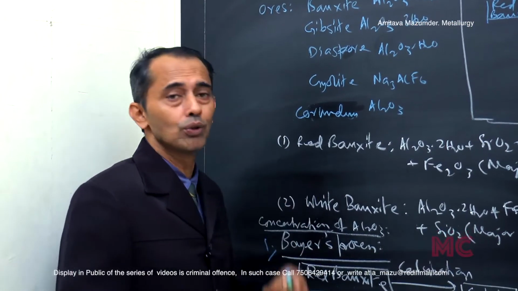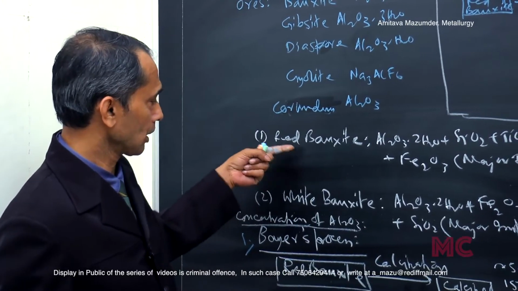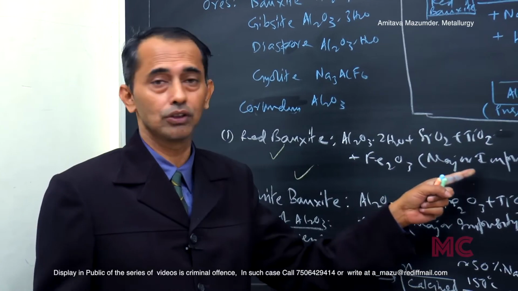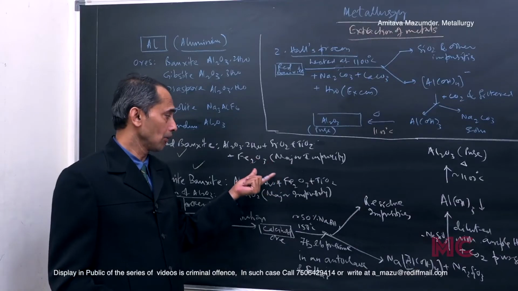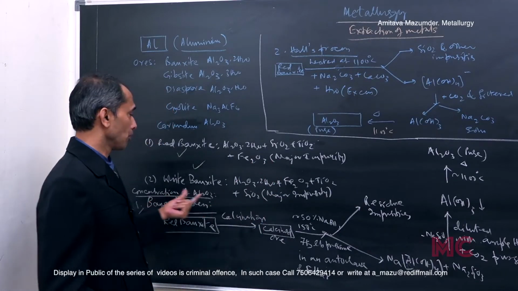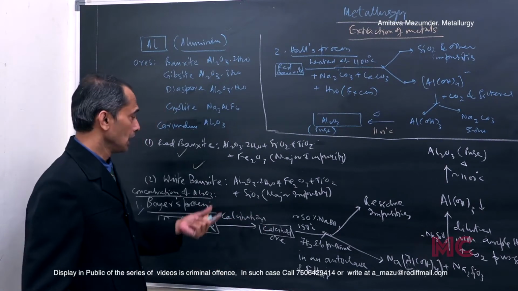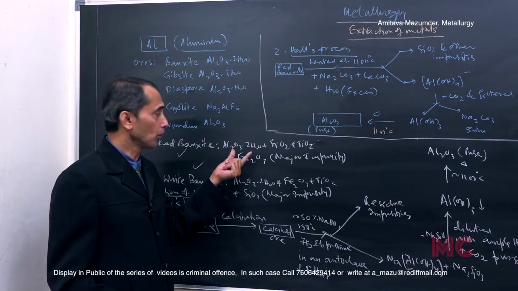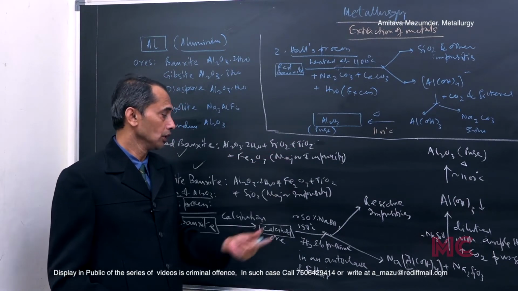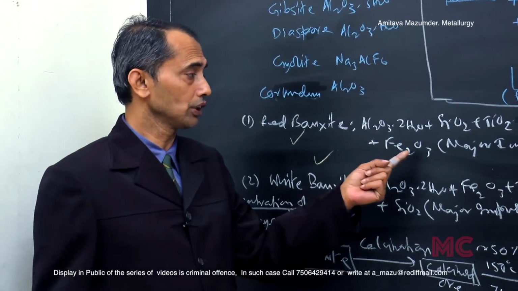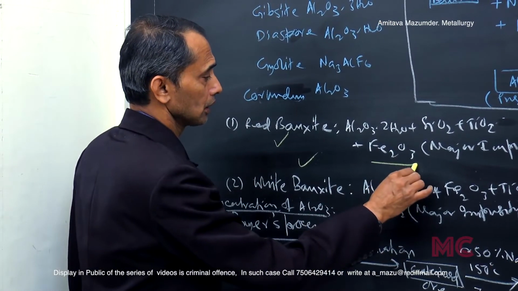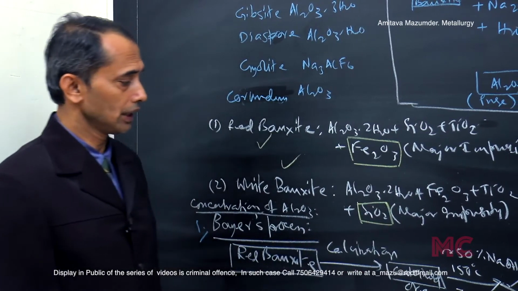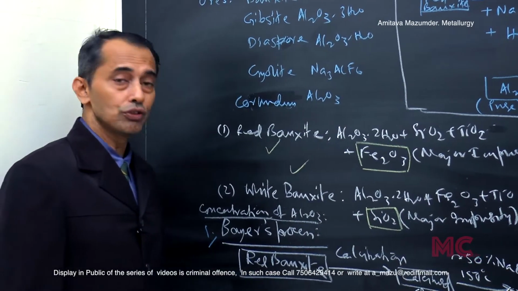Now we have two kinds of bauxites in nature: red bauxite and white bauxite. Red bauxite contains Fe2O3 as a major impurity, remember, that is a metal oxide, whereas white bauxite has SiO2 as a major impurity. Other than that, Al2O3·2H2O is the oxide, that is bauxite, and SiO2 and TiO2 will be there in both cases. Red bauxite has Fe2O3 as the major impurity, and in white bauxite we get SiO2 as a major impurity. Now three processes we have chosen.